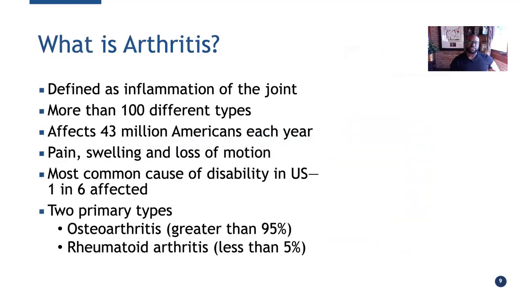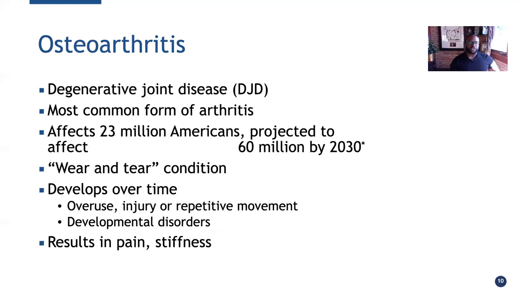So what is arthritis? There are multiple types of arthritis, but it's defined as an inflammation of the joint. There are two primary types that we're going to talk about: osteoarthritis and rheumatoid arthritis. Osteoarthritis is what you'll most likely see, as rheumatoid arthritis, definitely an inflammatory arthropathy, but you don't see as much of it in the form that it once was, due to some of the medications that we currently use to treat it.